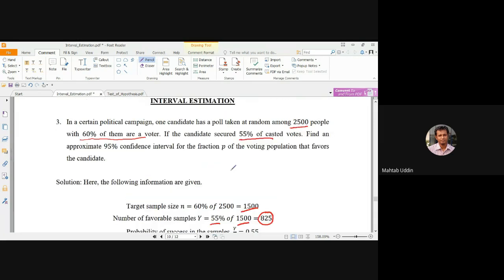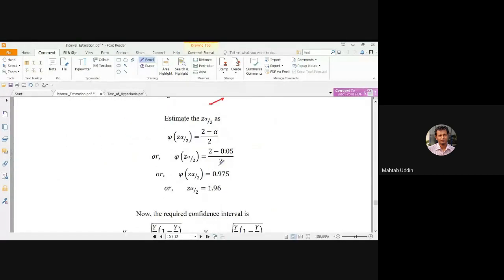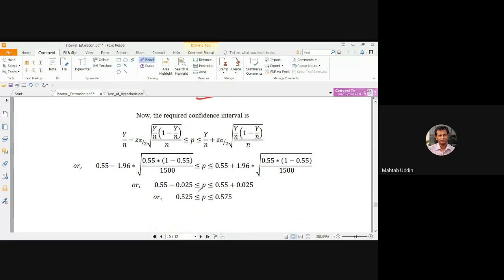It's taken at 95% confidence interval. So 1 minus alpha is 95%, so alpha is 0.05. Then 1.96 is z alpha by 2. Then put it here. You can get it. Once again, both ends of the interval are more than 50%. So what can we assume? Success, sir. No, the candidate may win. The candidate will win in the poll. Candidate jitbe. Yes, sir. Okay?